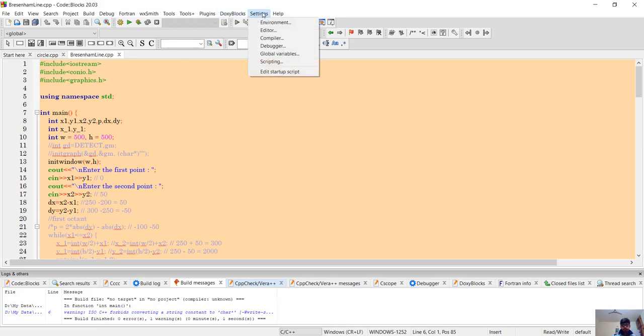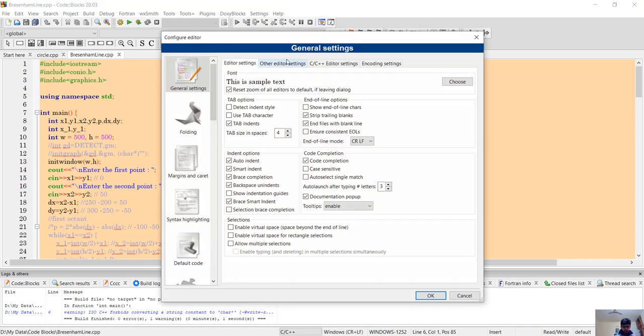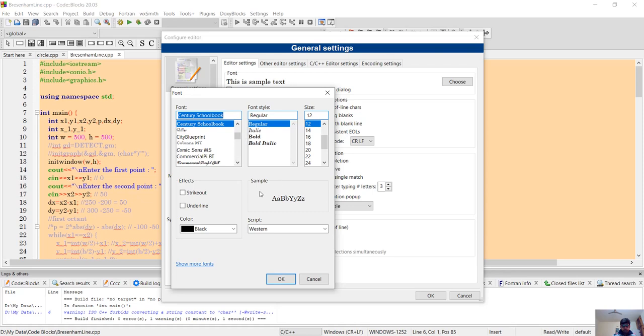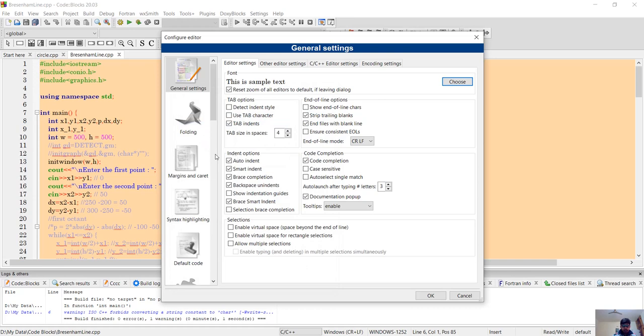If you want to change the font, you can go to settings and then click on editor. This window will pop up, and you can see here, this is the font. You can choose the font here, and I have chosen Century Schoolbook, a regular font, and the size 12. If you want to choose another font, you can, and if you want to increase the size of your font, you can do this from here. I don't want to change this, so I have pressed cancel.